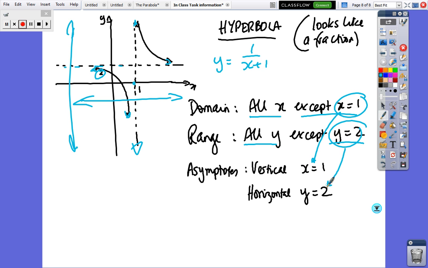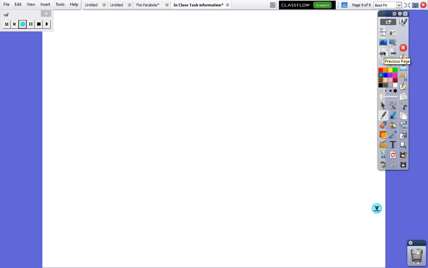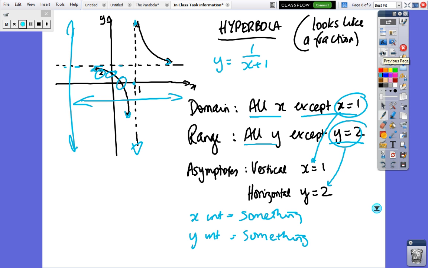In this particular case, the x-intercept would be that number, so it equals something, which we'll calculate later, and the y-intercept would equal that number, so it equals something. But we don't know until we have an equation. Okay, so that's it. That'll give you an idea about what to expect for the assignment or the in-class task. Okay, thanks. Bye.